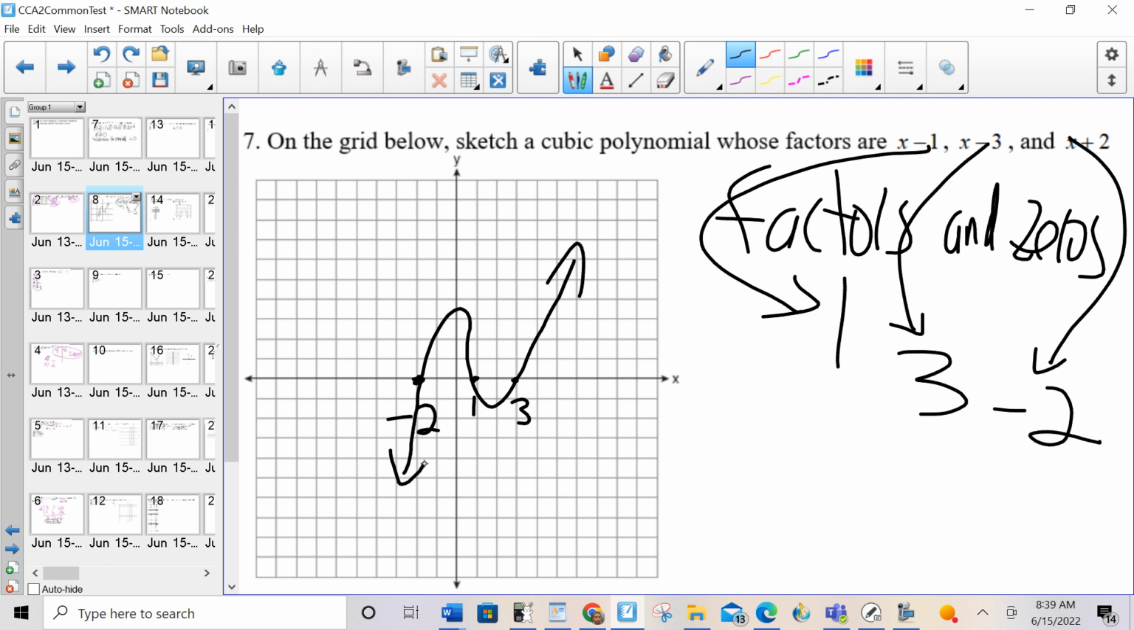I think it's really one of the easiest Regents questions you can get. Just a matter of knowing how to do it and knowing when to switch the sign and when not to. The zeros hit the x-axis. If it says the zeros are 1, 3, and negative 2, then you put the points at 1, 3, and negative 2. If it tells you the factors, you are switching the sign to get the zeros.